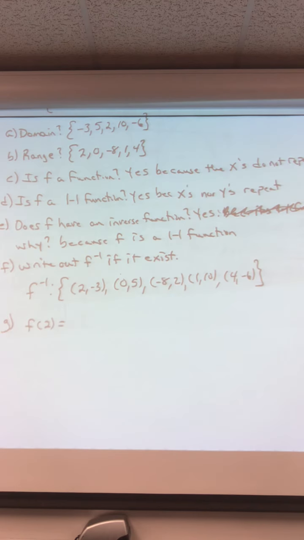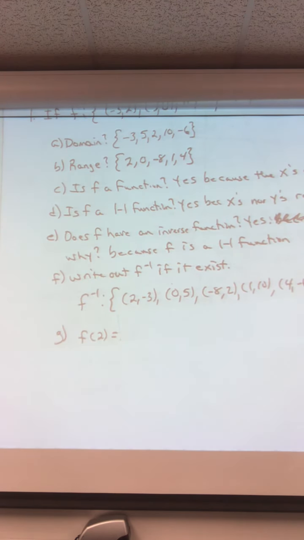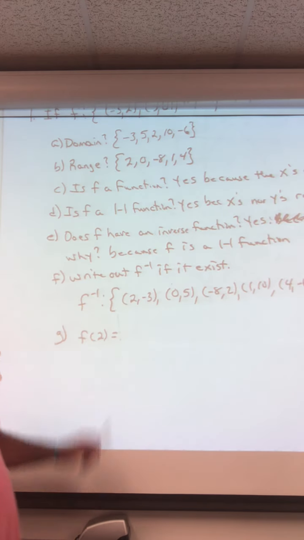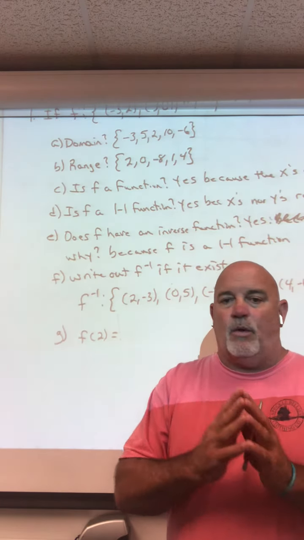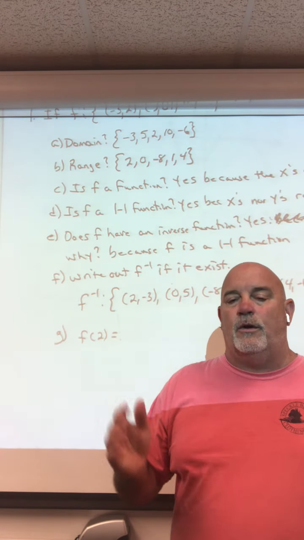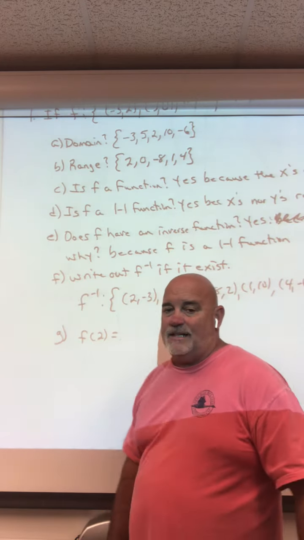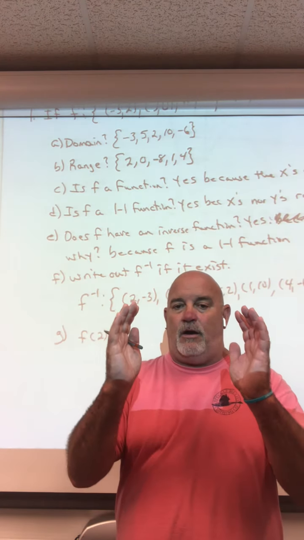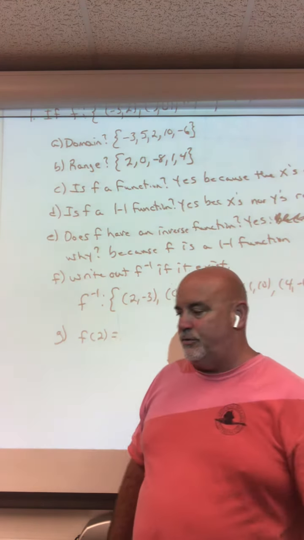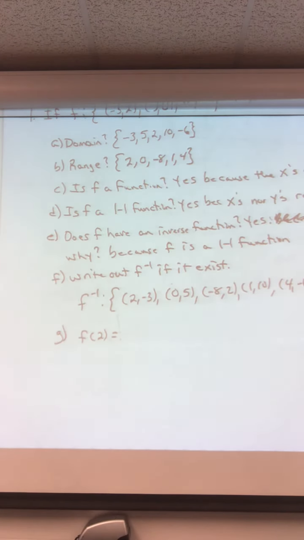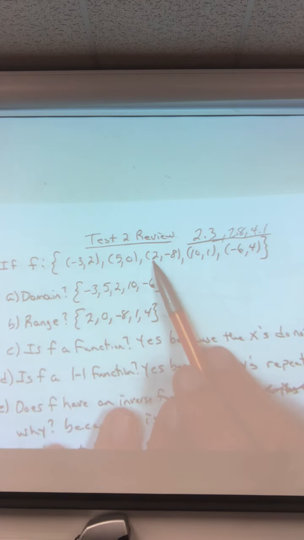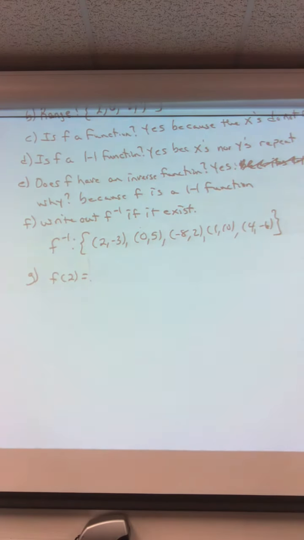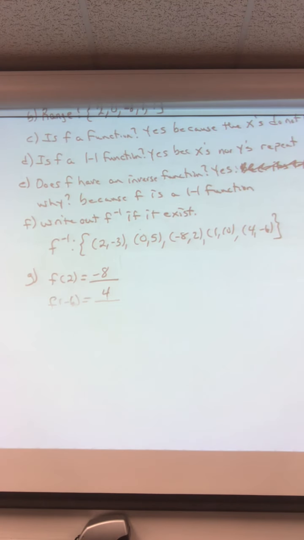Now, the next question. Find f of 2. Now, how do we normally find f of 2? We take 2 and plug it into x's place, but we're not given a function. We're given ordered pairs. So here's what this is asking for. Find an ordered pair up top that has a first number 2. And whatever the second number is that it's paired with, that's what f of 2 is. It's -8.